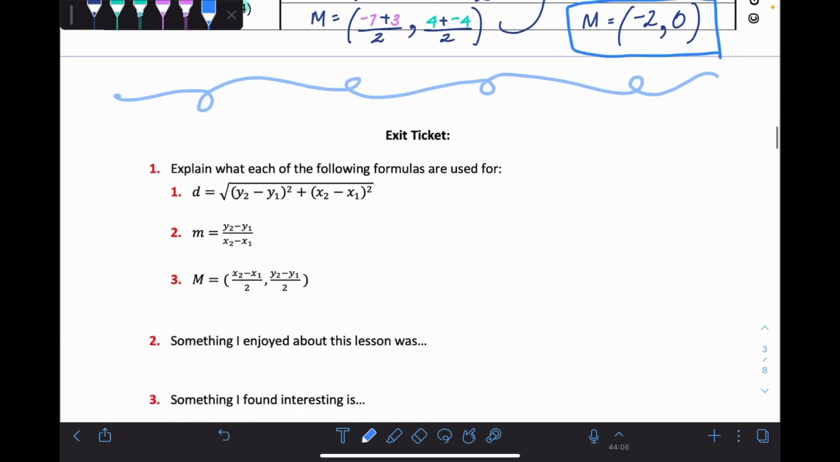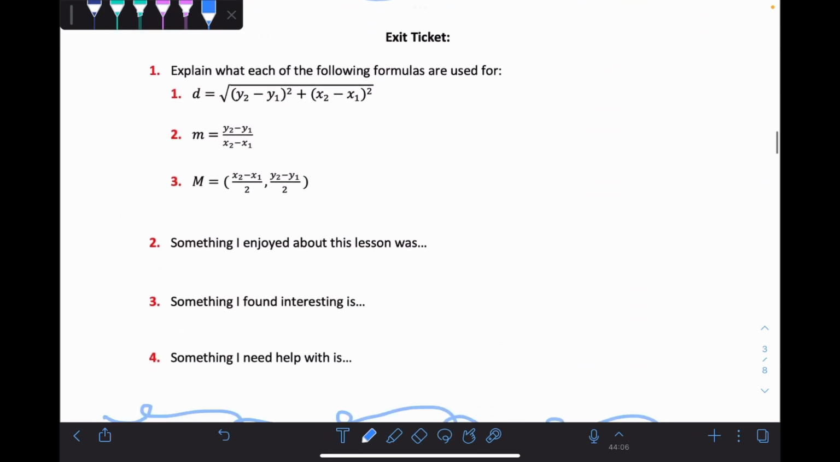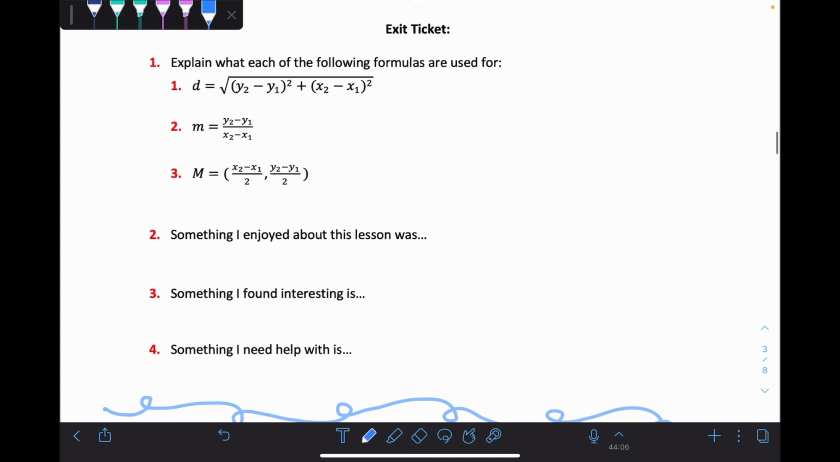All right, awesome. Once you've finished that, you can then work on your exit ticket. I'm not going to go through this exit ticket with you, but I want you to write it down in your books, and I want you to actually let me know. I'd like to know what you enjoyed about it, anything you found interesting, or anything you're still not sure of and might need help with.